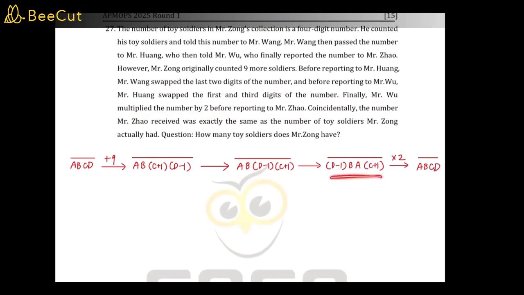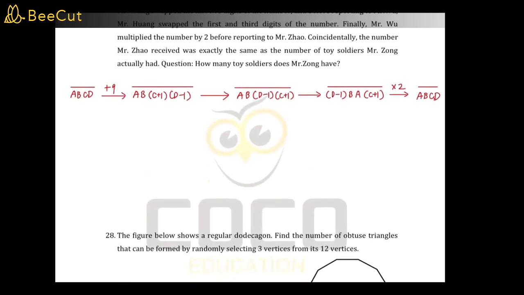So let's just focus on the second last step. This is the number D minus 1 for the first digit. Second digit is B. Third digit is A. Last digit is C plus 1. Now when this is added to the number itself, so it's added to D minus 1, B, A, C plus 1, if we add them together, this equals to A, B, C, D.